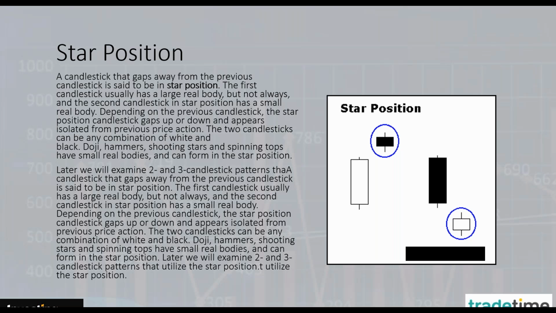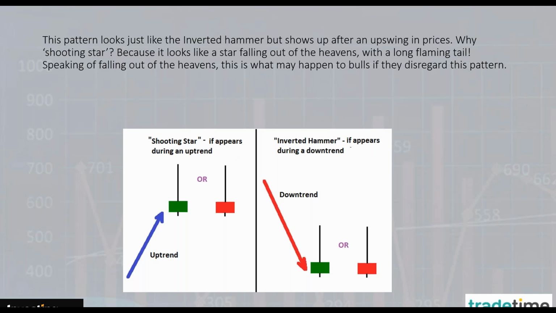Now, we have positions. I, as a whole, do not trade from positions, but we have something called the star position. That's when a candlestick is elevated above or below the last previous candlestick. Now, prices can't be separated because the open has to be equal to the close. But in this case, it's also the low, and the next candle looks like it's a star. It looks like it's floating above in the heavens. We also have shooting stars. These are inverted hammers.